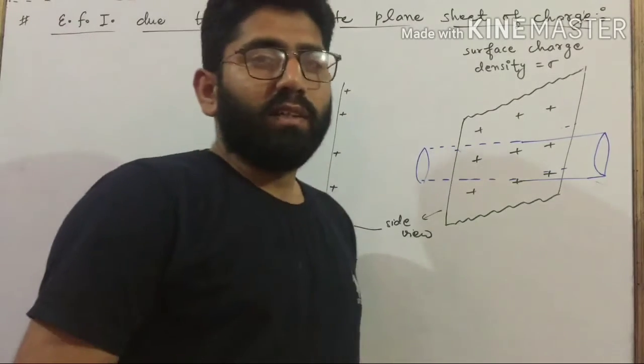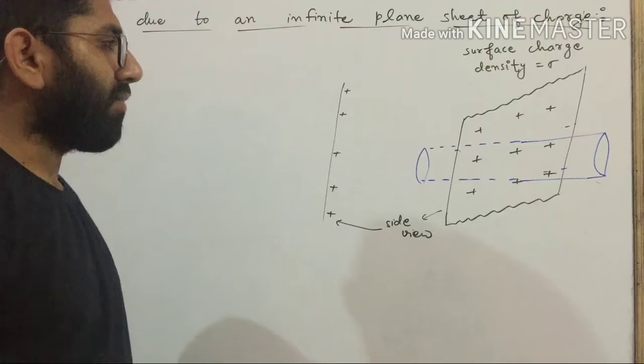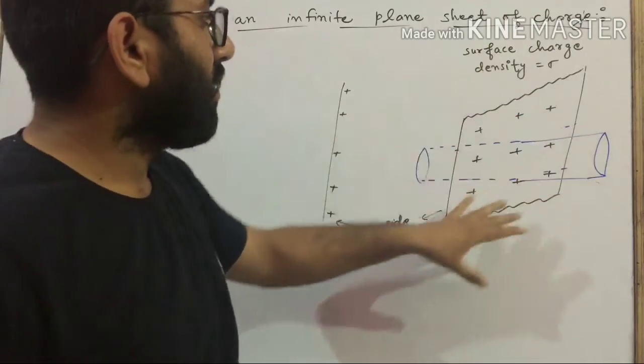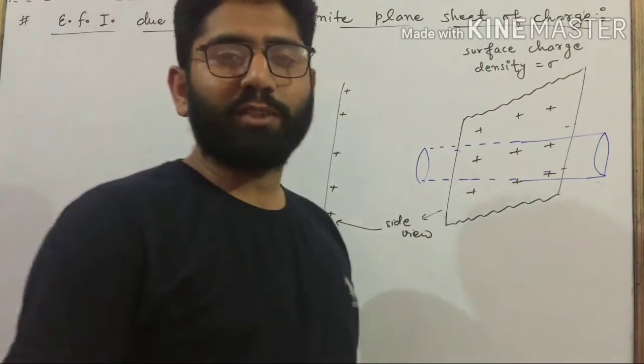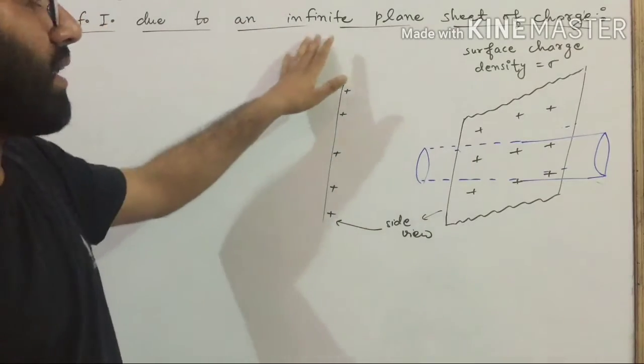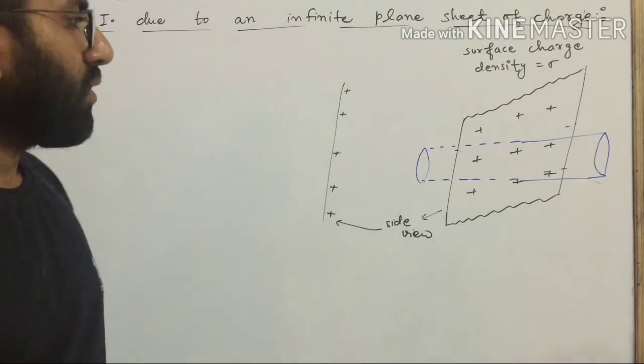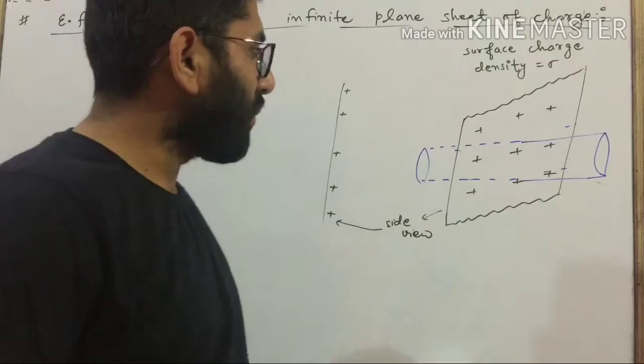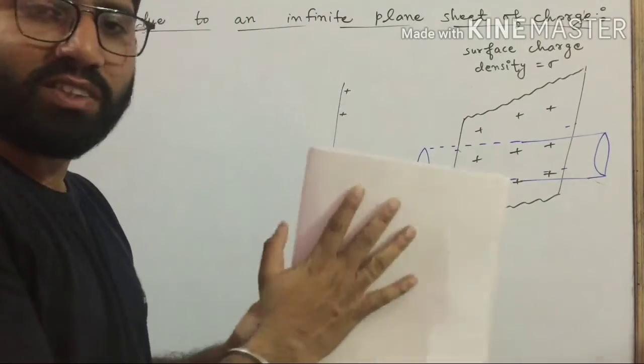So the next application is that we have to find out the electric field intensity due to a given charge plate, and we are assuming that this charge plate has infinite dimensions. So this is a given sheet. Suppose, for example, I am having this sheet.